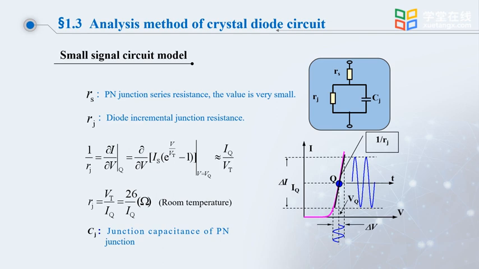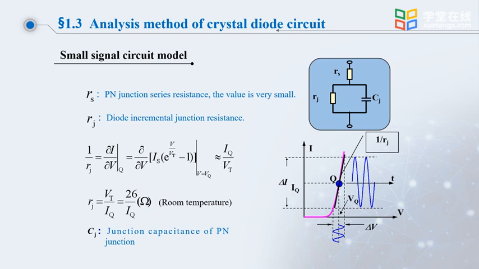IS is the reverse saturation current, and it is much smaller than IQ. So we can further approximate the derivative as IQ over VT. Then Rj is approximately equal to VT over IQ. In this case, the equivalent AC resistance of the diode can be obtained from the DC current IQ. VT can be regarded as a constant of 26 millivolts at normal temperature. For AC voltage delta V and AC current delta I, the diode can be simplified to a resistance Rj.